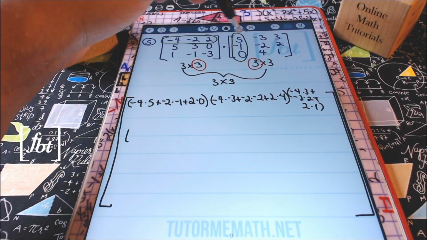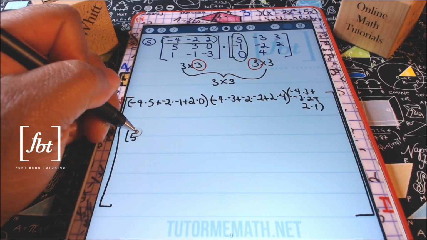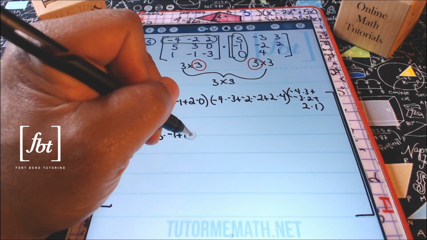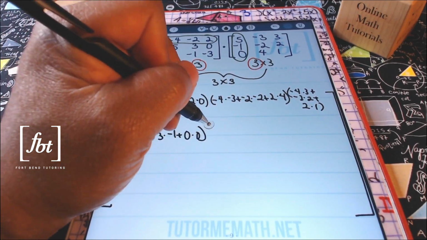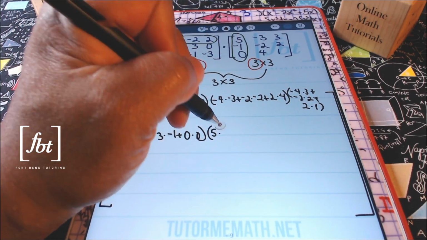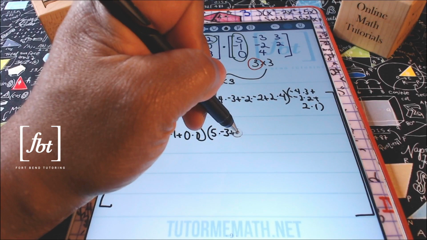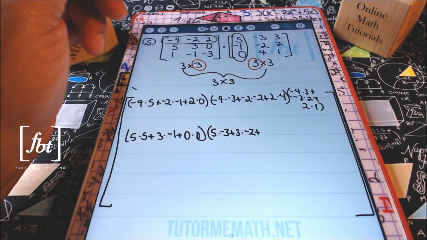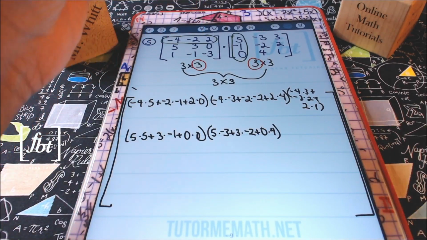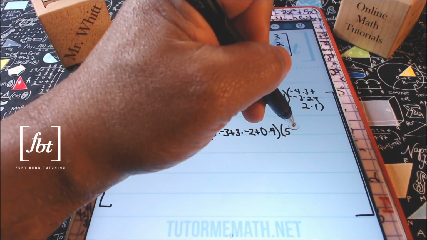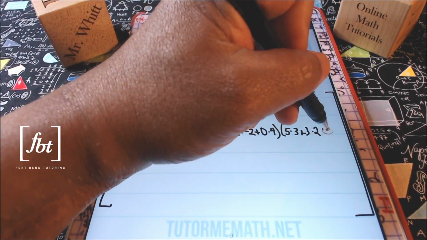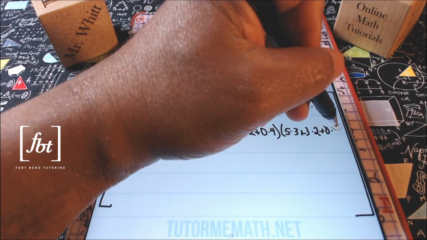Moving on to the second row, then going down the first column. We'll have 5 times 5 plus 3 times -1 plus 0 times 0. Then second row, second column. You'll have 5 times -3, 3 times -2, and 0 times 4. Second row, third column. We'll have 5 times 3, 3 times 2, and 0 times 1.